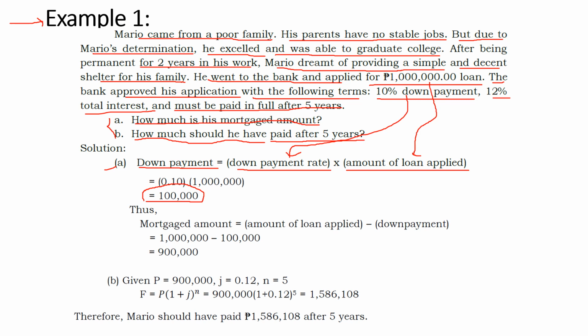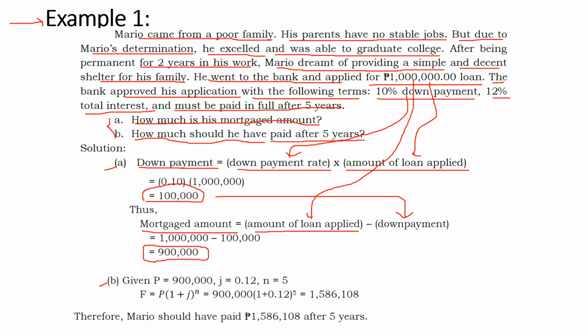Thus, the mortgage amount will be equal to the amount of loan applied minus the down payment. So that will be 1 million minus the down payment of 100,000. We simply subtract 100,000 from 1 million and make it 900,000 pesos. So for the answer to question number one, how much is his mortgage amount? That will be equal to 900,000.